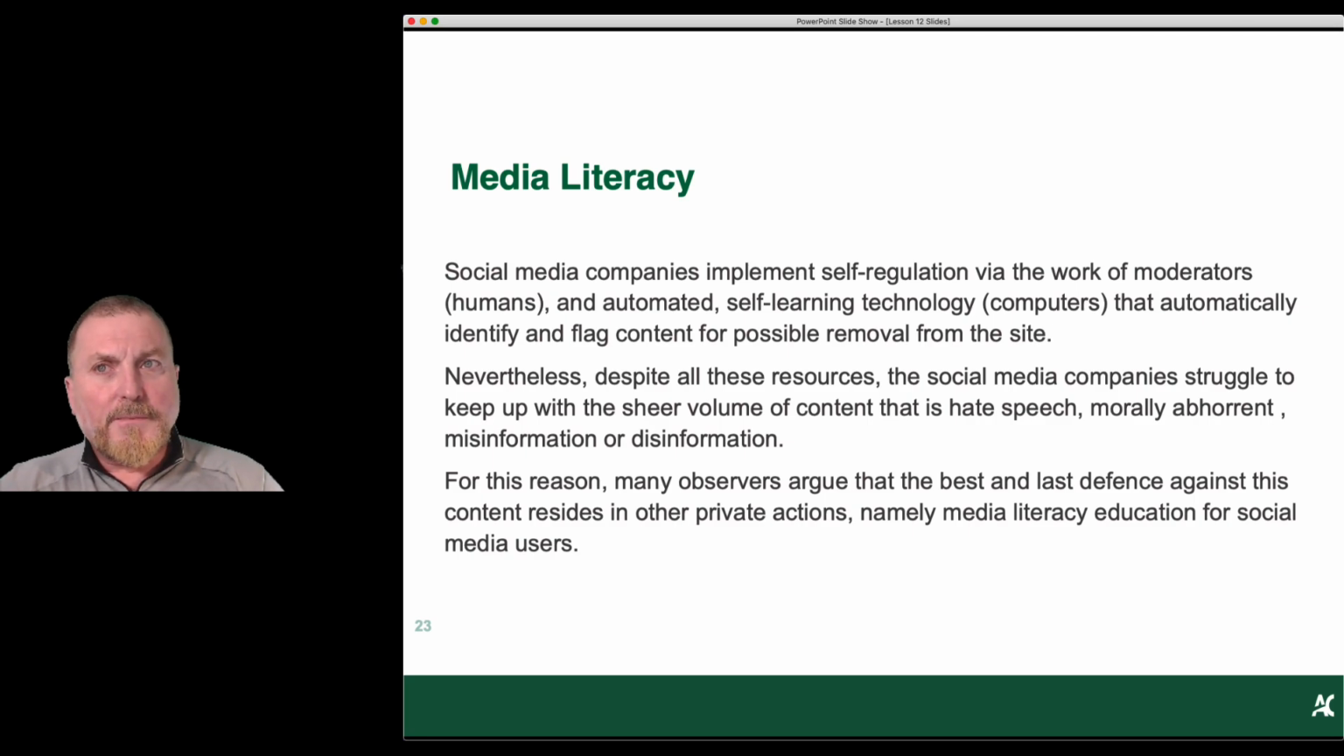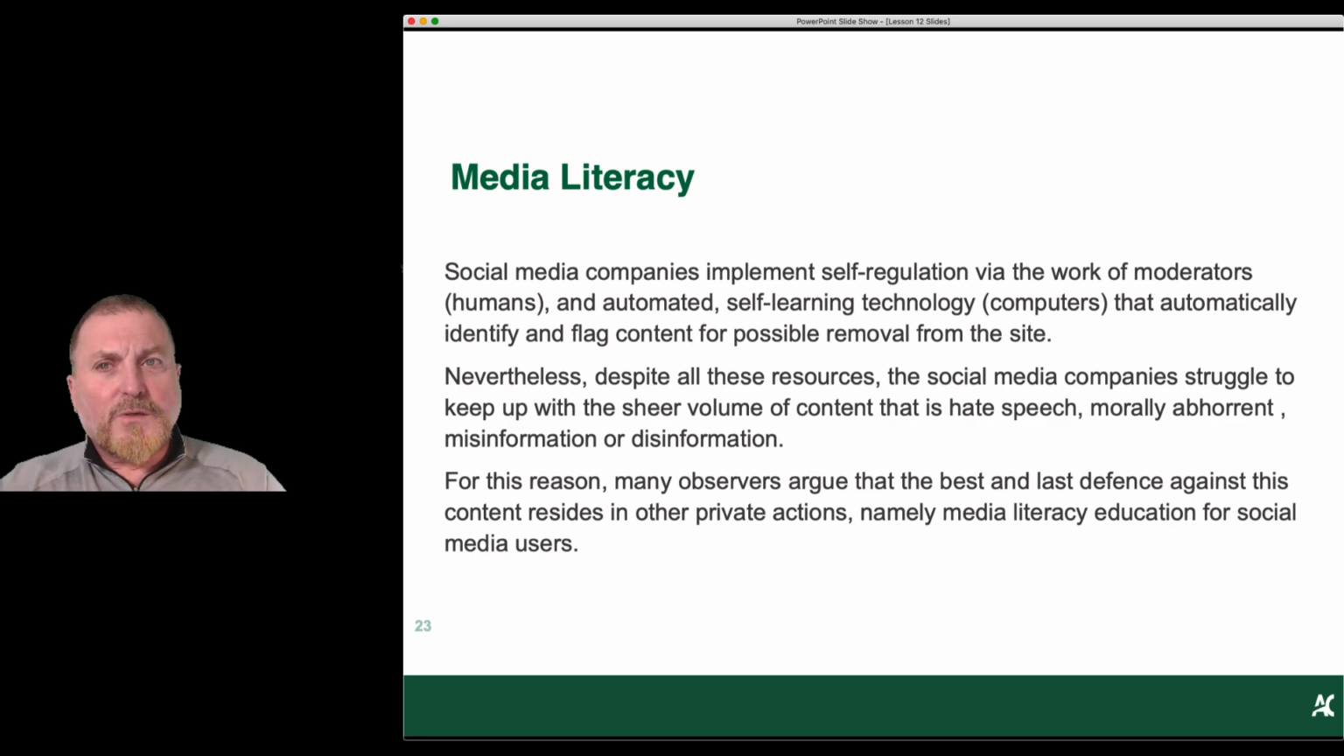Social media companies implement self-regulation via the work of moderators and automated self-learning technology. They use a lot of bots too, and AI, right? That automatically identifies and flags sites based on keywords and picture visuals that AI computers can pick up. These sites are then subsequently reviewed by a human moderator and pulled off the site if necessary.